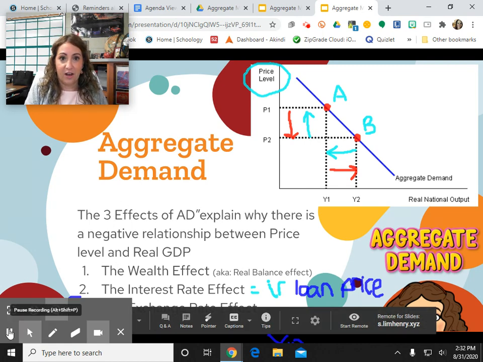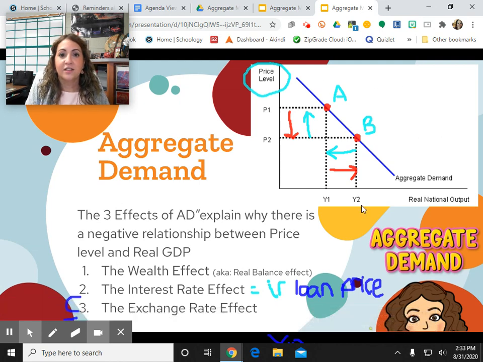So this is where I'm ending off today, why aggregate demand is downward sloping. We'll talk about what shifts this graph tomorrow, like what causes it to shift to the right, to the left, or not at all. And we'll talk about that tomorrow.